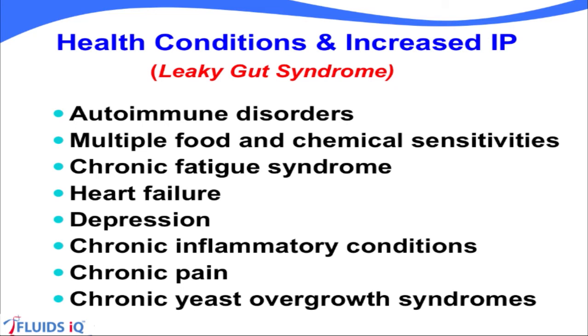Now, what health conditions create increased intestinal permeability or leaky gut syndrome? The autoimmune disorders, we know about them, the multiple food and chemical sensitivities, chronic fatigue syndrome, heart failure. We know this now, but also depression, chronic inflammatory conditions, which we will go into in much more detail soon, chronic pain, and of course, chronic yeast overgrowth syndromes.